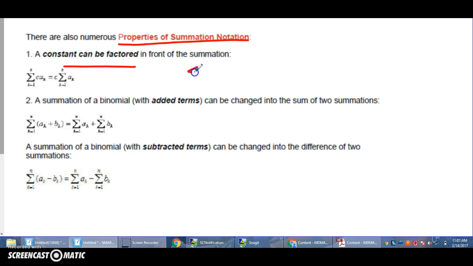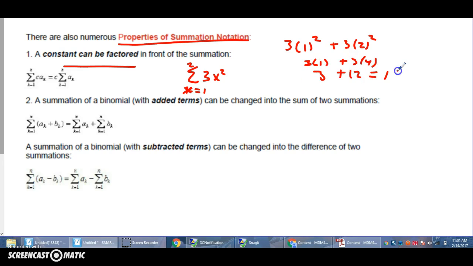So for example, if I said to you, tell me what 3x squared is between, I'll make it really easy, we'll use x equals 1 to 2, just a real easy one. So I want 3(1 squared) plus 3(2 squared). Okay, so that's going to be what? 3 times 1 plus 3 times 4, and that's going to be 3, and that's going to be 12, and that's going to be a total of 15.